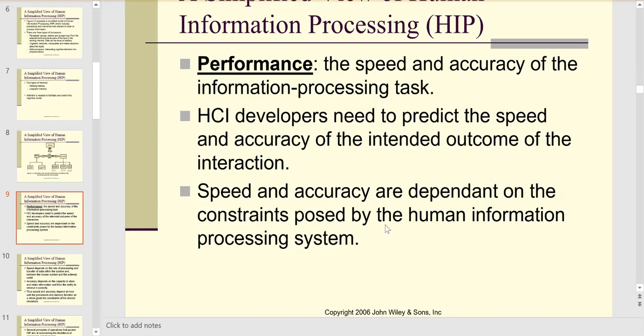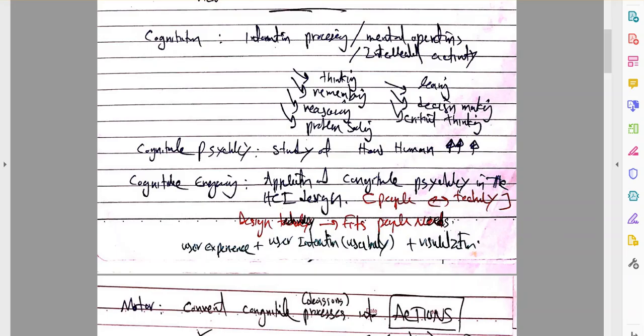Okay, so we finished with the human information processing system. Let us move to something called performance, the performance of human information processing. Again, we have three slides, and I've summarized them here.